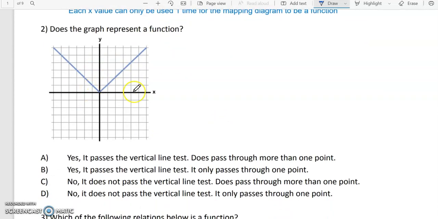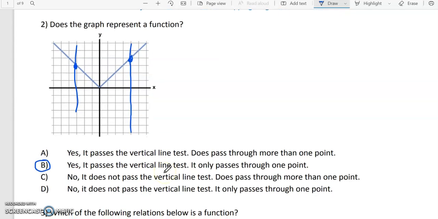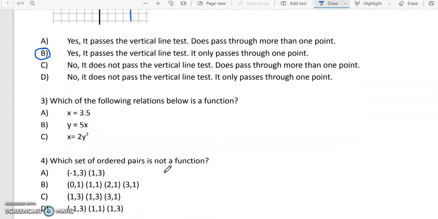So this is an absolute value equation. And if I draw a vertical line through this graph, I see that I'm only going to hit the graph one time. Okay, and I could do that in multiple places. I would only hit the absolute value equation one time. So I could say, yes, it passes the vertical line test. It only passes through one point. So I'm going to go ahead and mark B. And again, if I'm going too fast, feel free to pause the video.